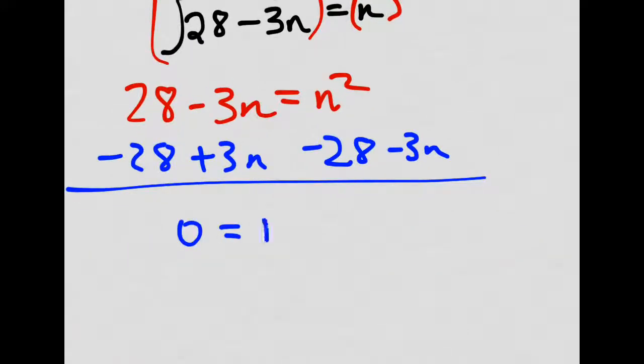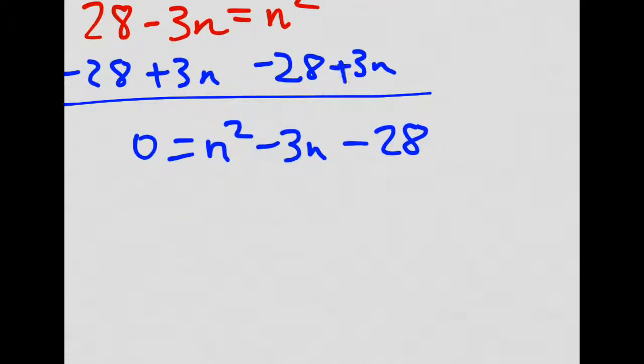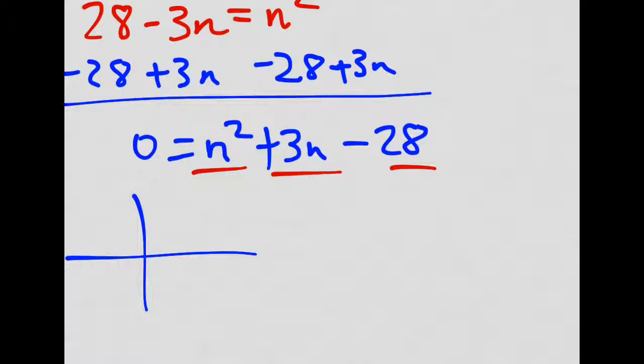Zero is equal to n squared minus 3n minus 28. So isn't that a plus 3 then? Plus 3n. Sorry. And then, can we pull anything out? Well, I have an n in two terms, but there's no n with the 28, so I can't pull it out.